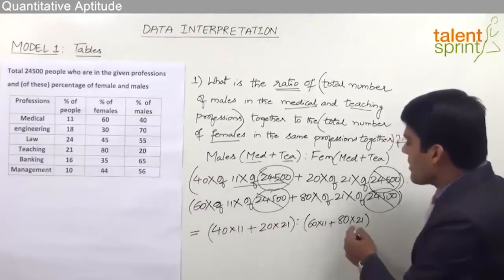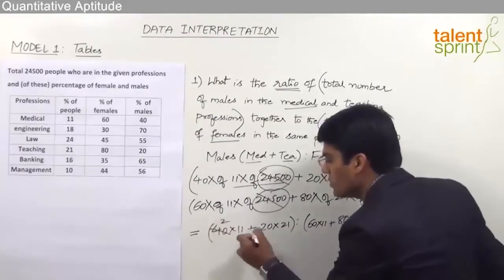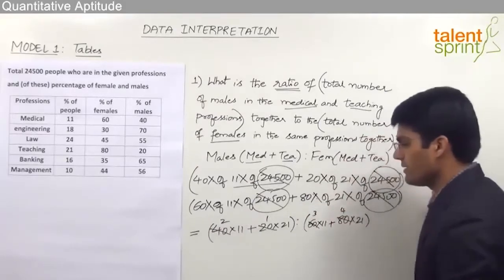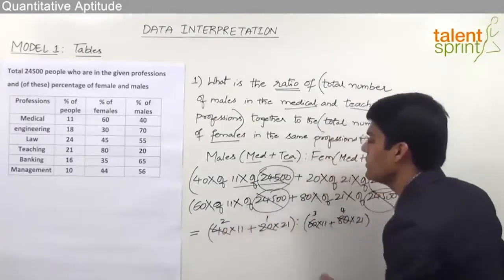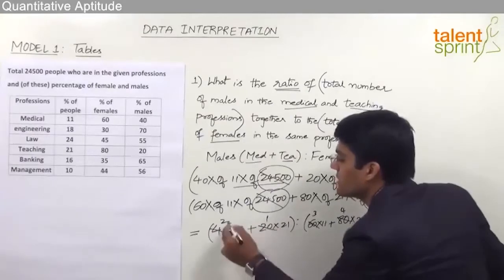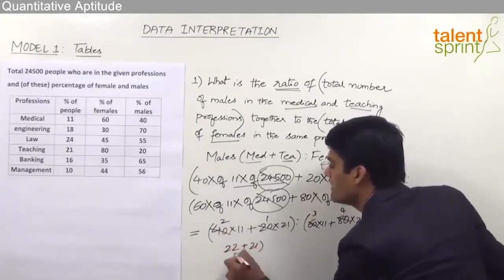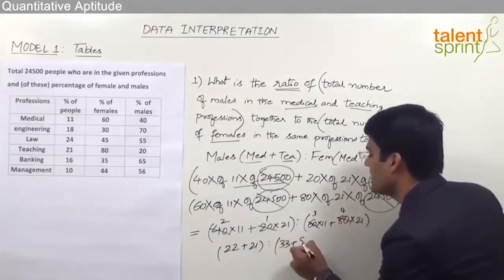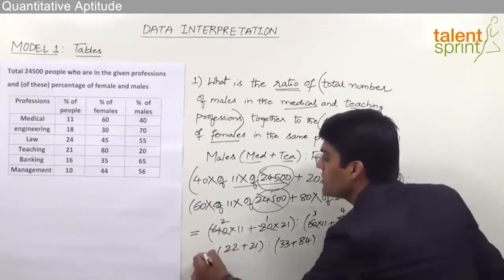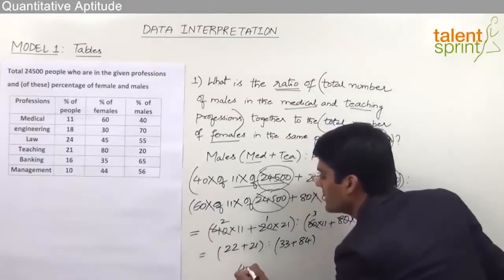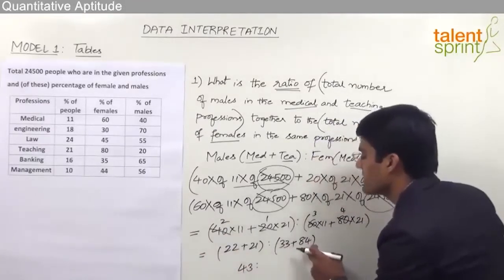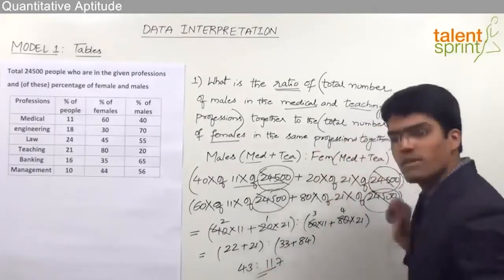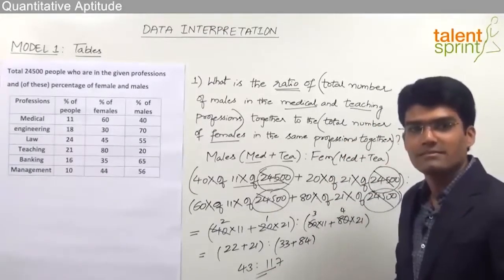If we take 20 common, we see that this is 20 into 2, 20 into 1, 20 into 3 and 20 into 4. So this becomes 2 into 11, 22, plus 1 into 21, 21. So 22 plus 21 is 43, is to 3 into 11 is 33 plus 4 into 21 is 84, so 33 plus 84 will be 117. So we can say that the answer for this question is 43 is to 117.